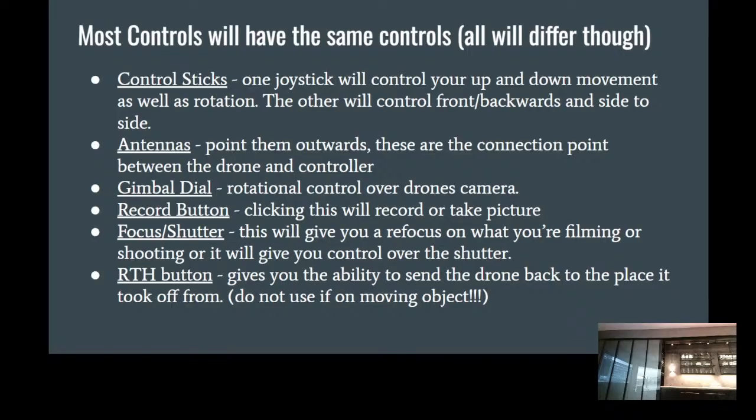The record button, clicking this will record and take pictures. Focus and shutter, this will give you the ability to refocus on what you're filming or shooting, or it's going to give you control over the shutter. And then finally, the RTH button, return to home. This gives you the ability to send the drone to where it took off from, an immediate land.